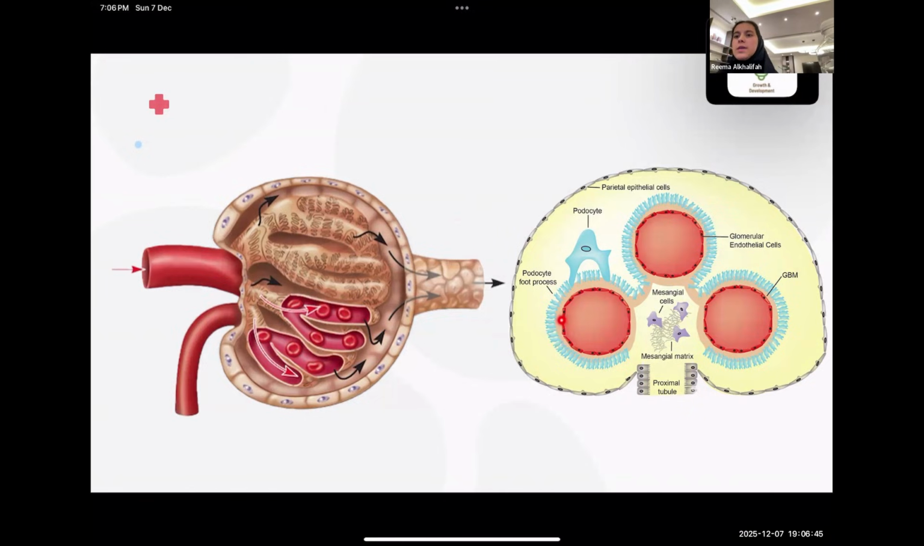Now, there are three important layers in the filtration membrane that we need to get into. From inwards to outwards, we have the capillary endothelium, which is right next to the lumen of the capillary. Then we got the basement membrane, and finally the podocytes, which form the outer layer. Now, this is very, very important for filtration. Each layer contributes to a certain factor.